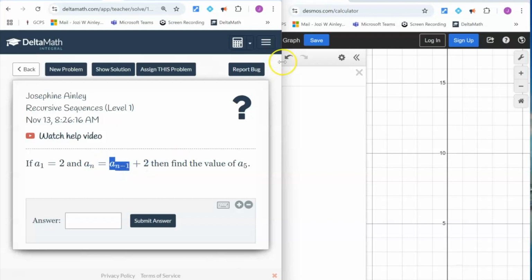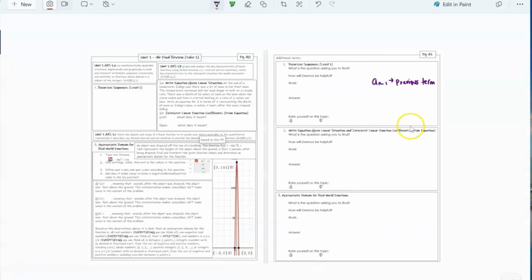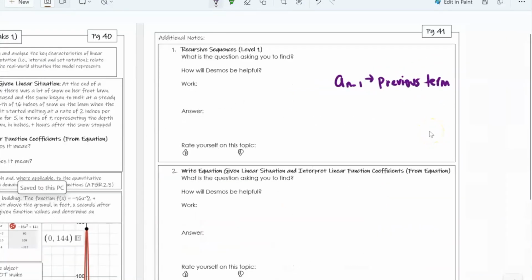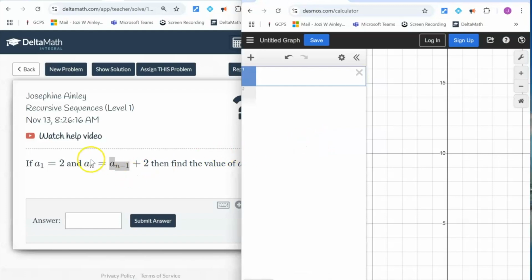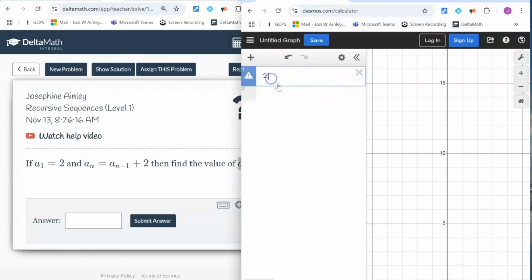So we're going to start with what we have. So a sub 1. Again, let me go ahead and write these notes just in case you don't have it. What does a sub 1 mean? It means the first term. Okay, so it's the first one of your actual sequence. All right, so again, if my first term is 2, the question is find my fifth one. So before I can find my fifth one, I've got to find my second, my third, my fourth, and then my fifth. All right, so I start with my first one.